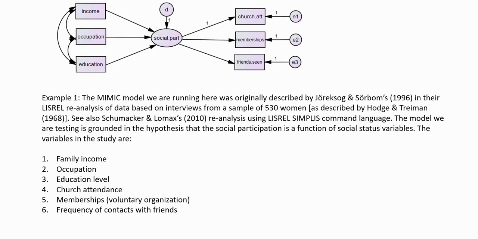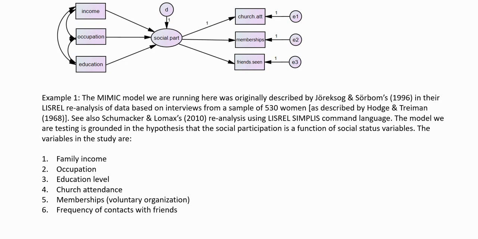So for our first demonstration, this is the model that we're going to be testing. This was originally described by Jöreskog and Sörbom in 1996 in their LISREL reference guide. The analysis is based on data from interviews from a sample of 530 women, and this is described by Hodge and Treiman in their 1968 article. The model was also tested by Schumacker and Lomax, where they reanalyzed the data using the LISREL SIMPLIS language.